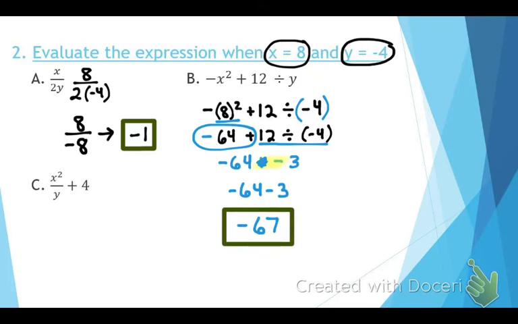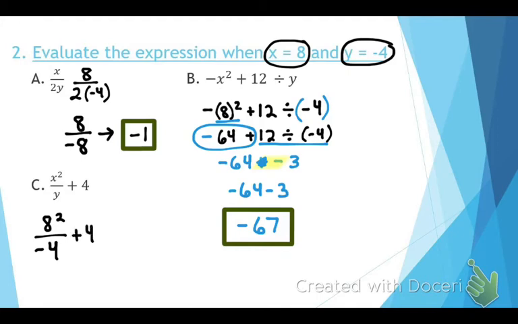Who would like to do problem C for me? Okay, so first things first, plug it in, plug it in. Instead of x squared, AJ, what will I have? 8 squared. And we're going to put it over a y. What is our y? -4. Do you guys know what it means when there's a fraction bar? It says over. Divide. We are going to be dividing, okay? Then AJ, what else do I need to bring down? Plus the 4. Very good.